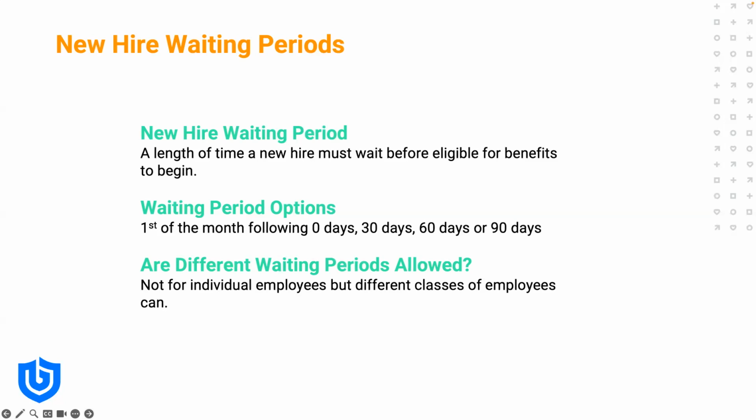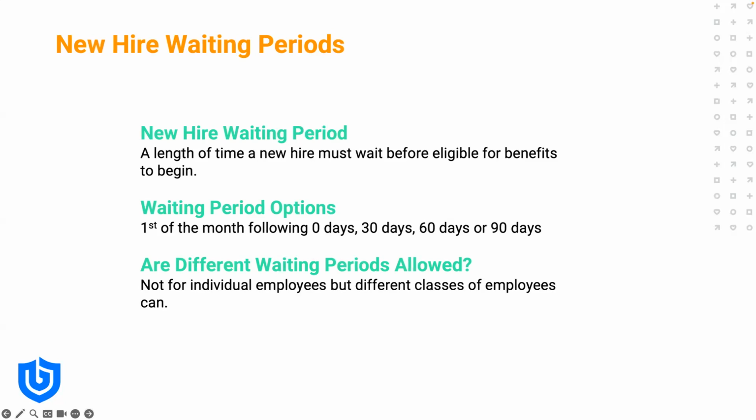Oftentimes we do get asked by the employer, what should we set our waiting period to? What do most employers set their waiting period to? Ultimately, it is up to the employer, but if an employer has high turnover, we ask them to set it out a little bit longer, 60 days, 90 days, that way they can make sure that employee is going to be a good fit. If they don't have a lot of turnover, shorter waiting periods are what we tell employers to offer.